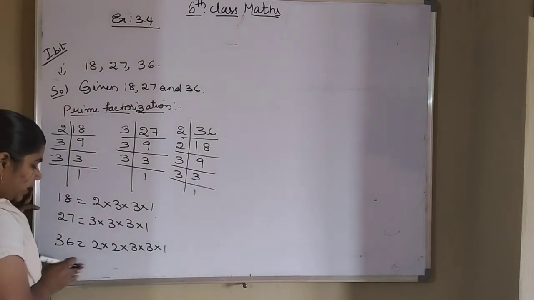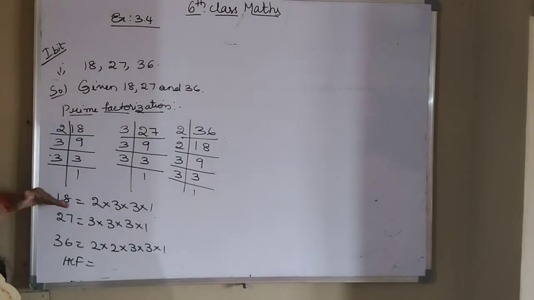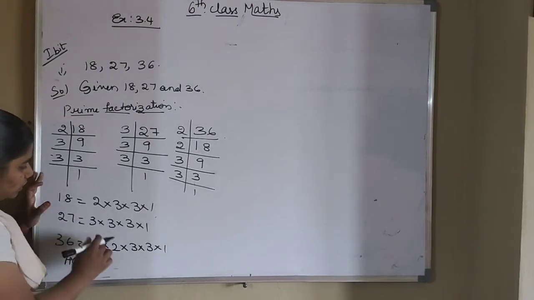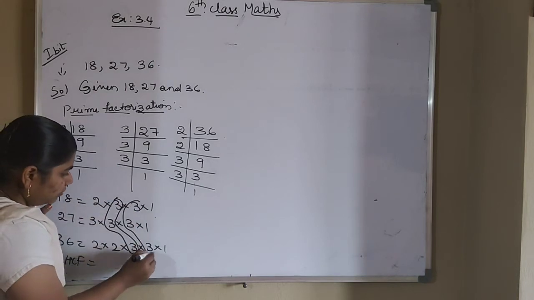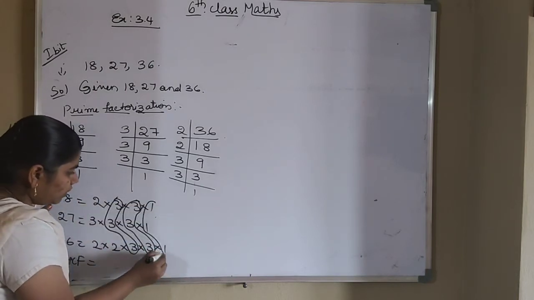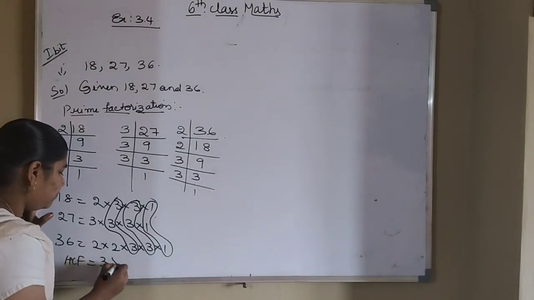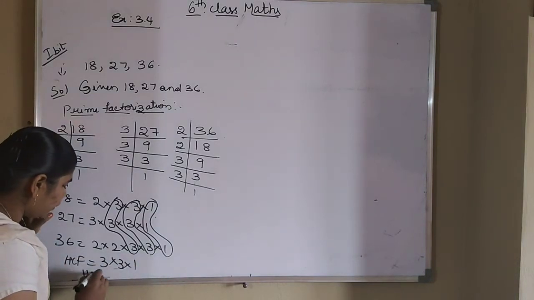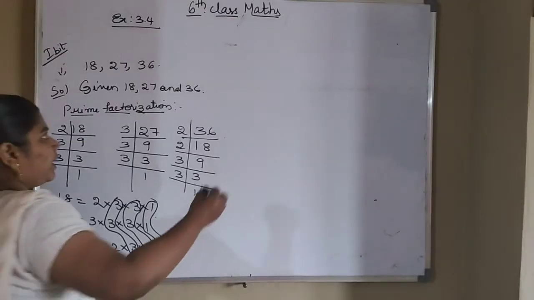So how to find the HCF value? We have to take the common numbers which are present in all the three values. So what is the common number which is present in all the three? That is 3, 3 and 1. So what is the HCF? You got it as HCF is equal to 9. 3 3s are 9, 9 1s are 9. So this is by using prime factorization.